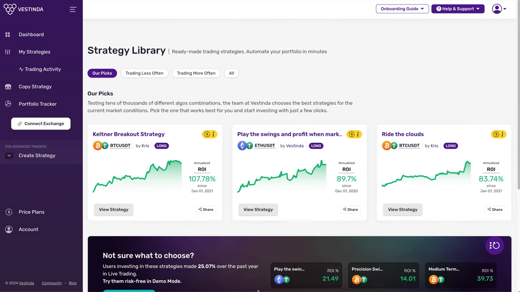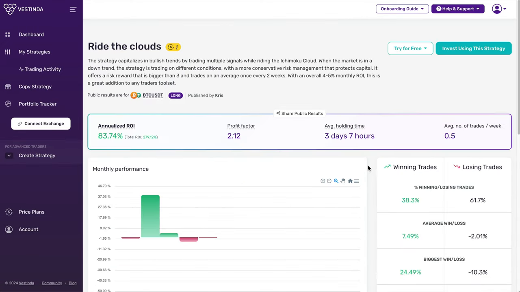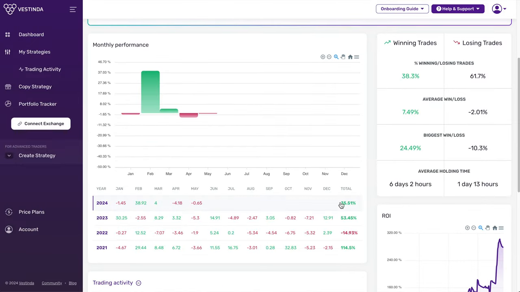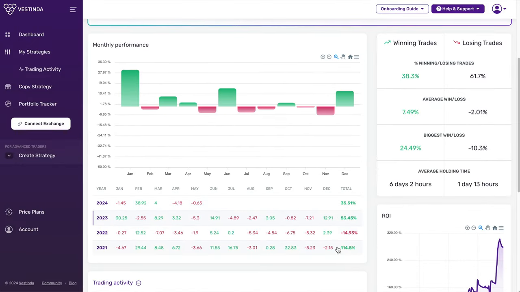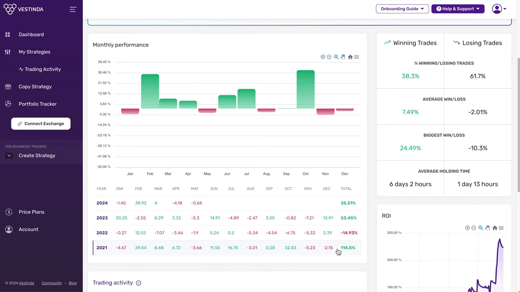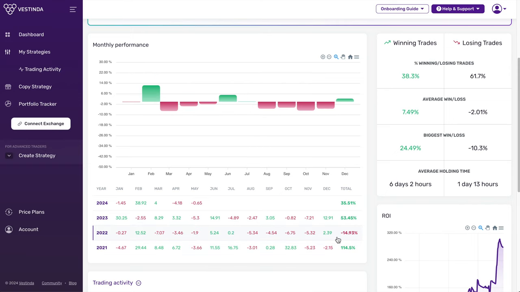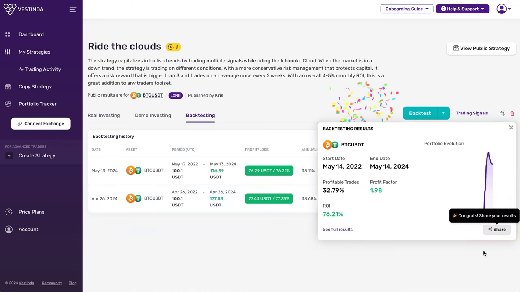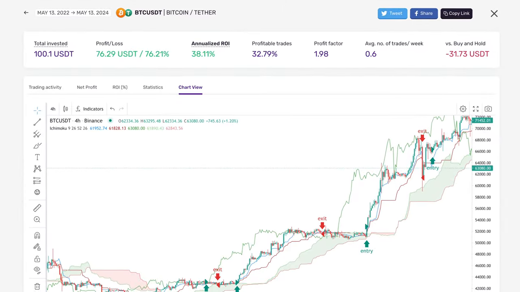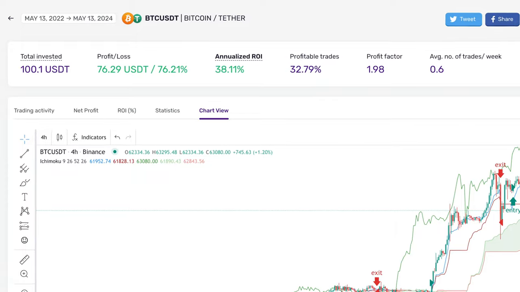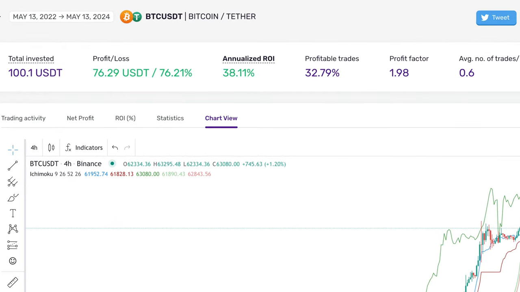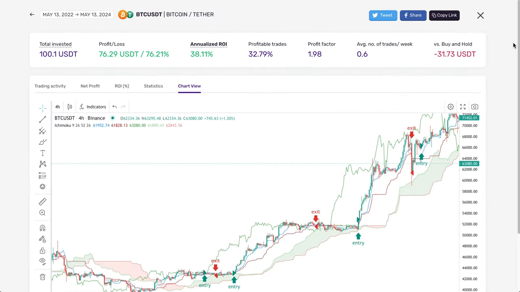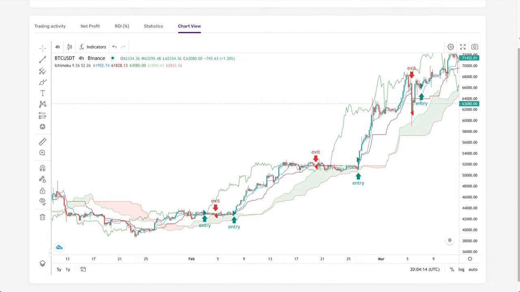Now let me tell you about the Ride the Cloud strategy, developed by trader Kris Waters on Vestinda. This strategy leverages the Ichimoku Cloud Indicator, excelling in bullish trends by trading multiple signals while riding the cloud. When the market trends downward, the strategy shifts gears, adopting a more cautious approach. Let's take a look at the backtest results. On average, it trades once every 2 weeks and delivers an impressive 38% return on investment annually, making it an essential asset for individuals seeking stable long-term profits from their investments.